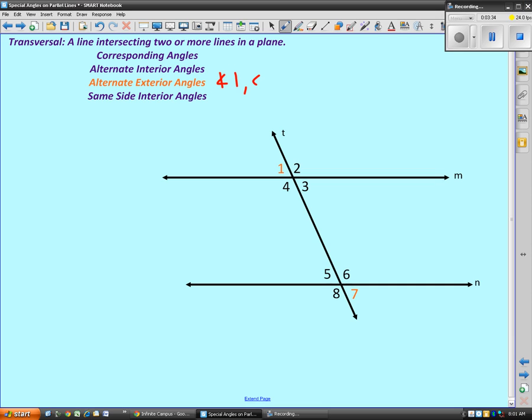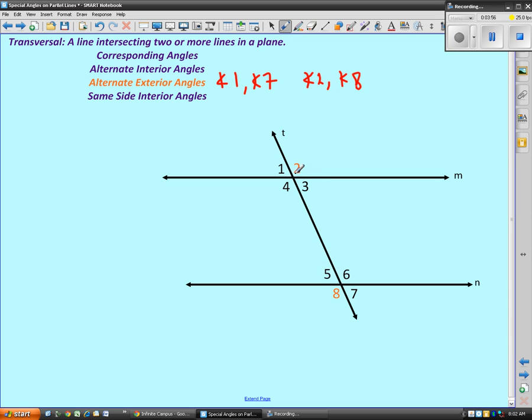Can you name the other pair of alternate exterior angles? If you said that 2 and 8 were the other pair of alternate exterior angles, you were correct. So alternate exteriors are a lot like alternate interiors, except they are on the outside of the parallel lines, M and N, and they are crossing over the transversal. That is the key with the name alternate.